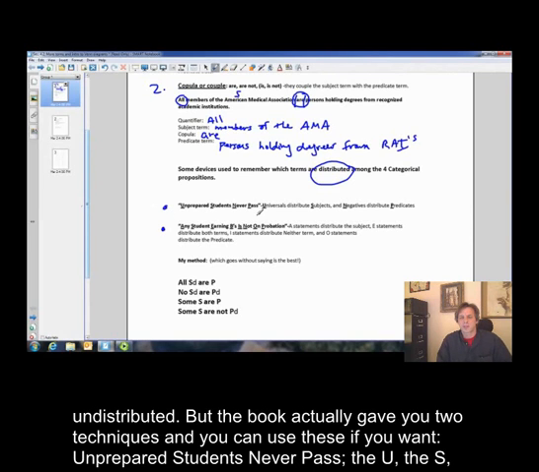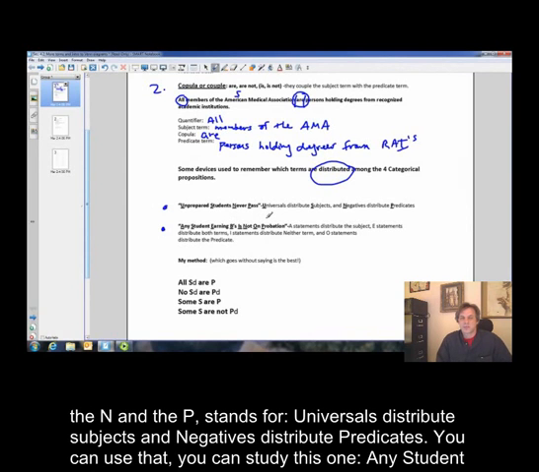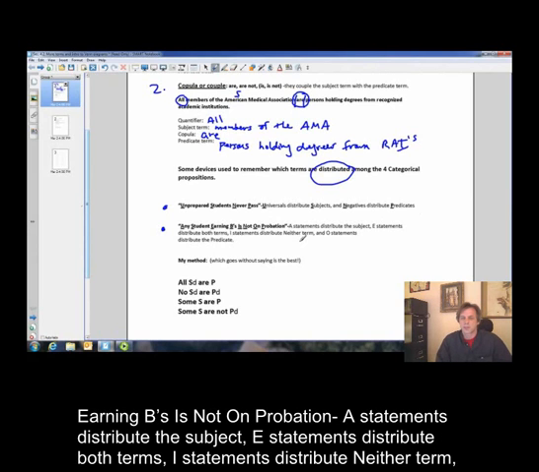Unprepared students never pass. The U, the S, the N, and the P stand for: universals distribute subjects, and negatives distribute predicates. You can use that. You can study this one. Any student earning B's is not on probation. A statements, the A is for the S, student statements, distribute the subject.